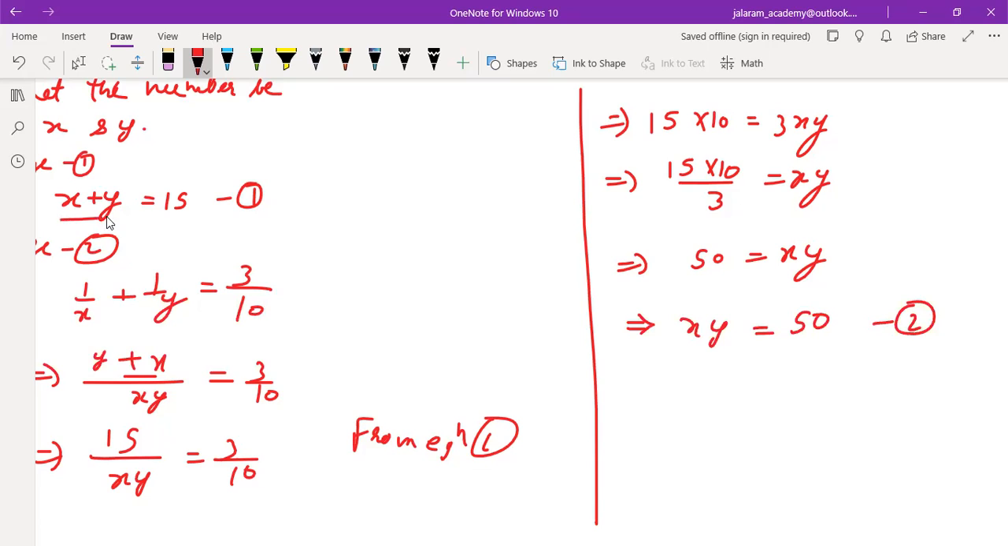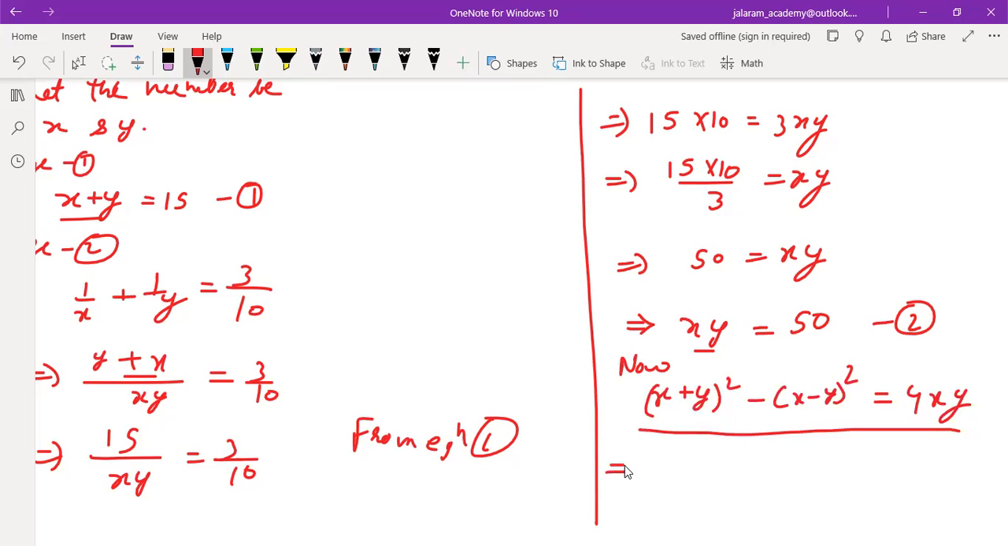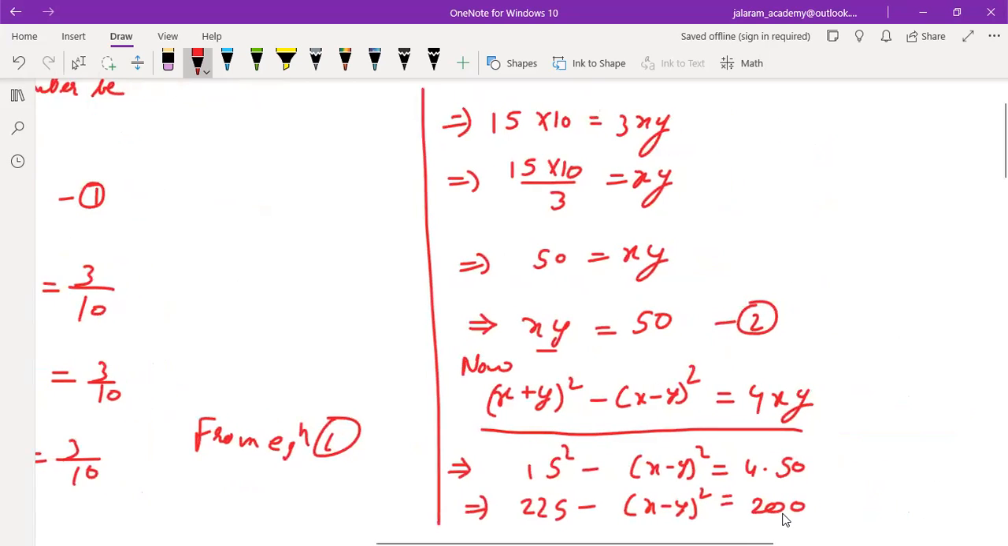Then what is the relationship between x plus y and xy? We know that if we write x plus y whole square minus x minus y whole square, it is equal to 4xy. This identity we have studied in the chapter expansion of algebraic expressions. Now the value of x plus y is 15, so we write 15 square minus x minus y whole square equals 4 into xy, which is 4 into 50. It implies 225 minus x minus y whole square equals 200.